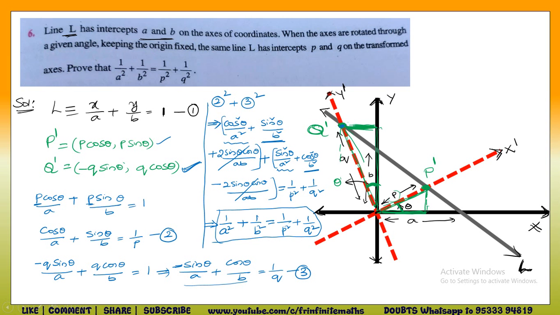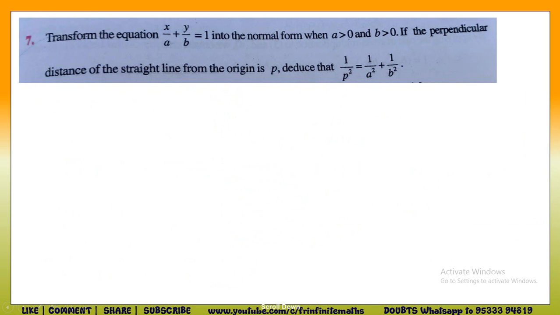Okay, next moving on to one more question, question number 7. Transform the equation x by a plus y by b is equal to 1 into normal form, where a is greater than 0 and b is greater than 0. If the perpendicular distance of the straight line from the origin is p, then deduce 1 by p square is equal to 1 by a square plus 1 by b square. Now let us see this.